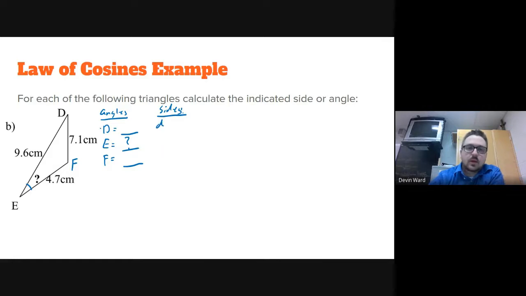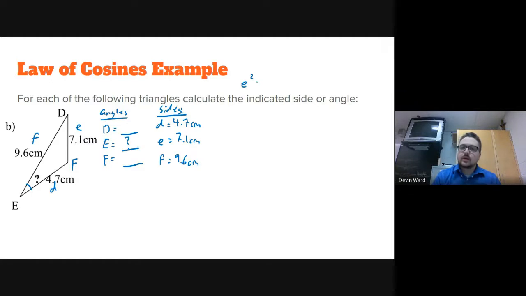We have little d across from D, which is 4.7 centimeters. We have little e, which is across from E, 7.1 centimeters. So it must mean little f is 9.6 centimeters.